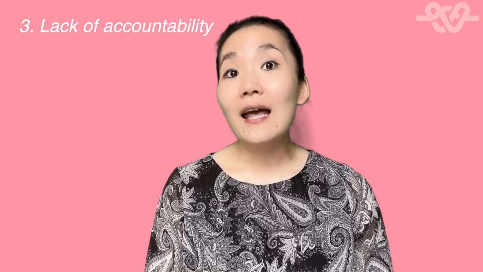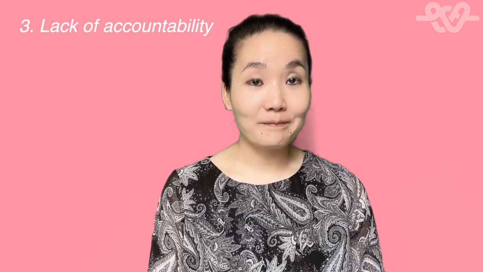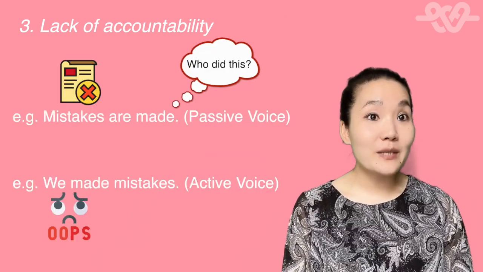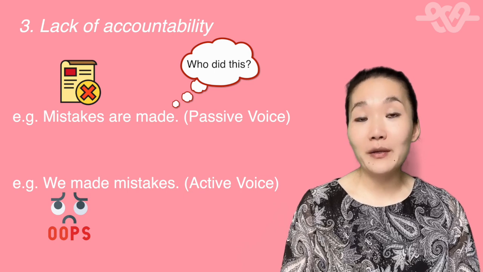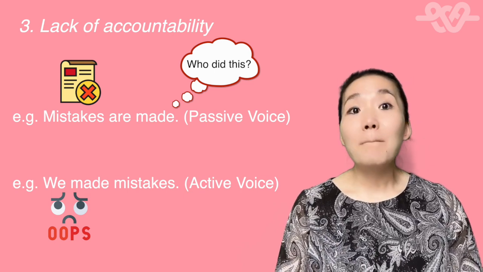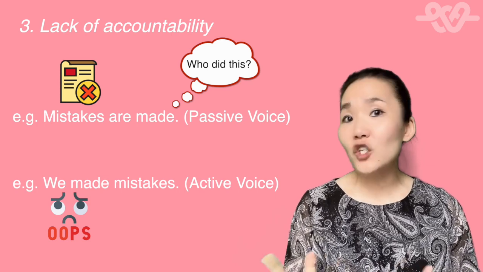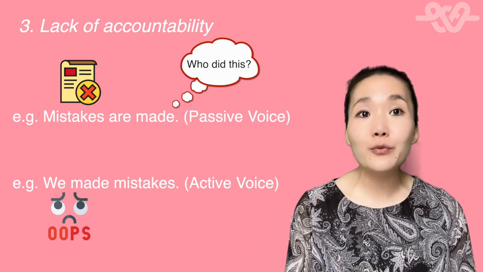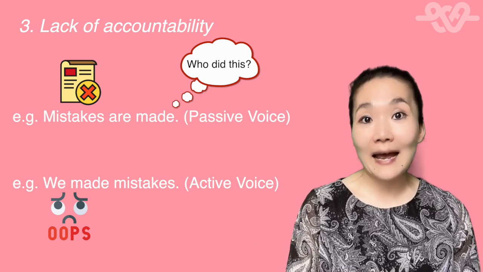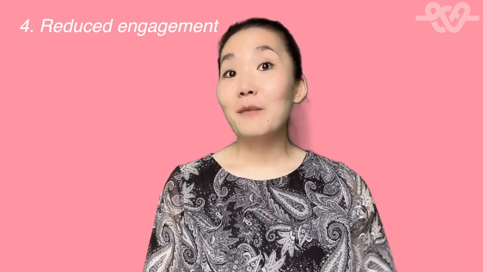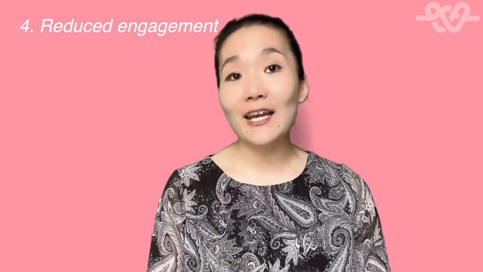Number 3, lack of accountability. Passive voice can sometimes mask responsibility or accountability. By omitting the doer of the action, it becomes challenging to identify who is responsible for a particular action or decision. Number 4, reduced engagement.